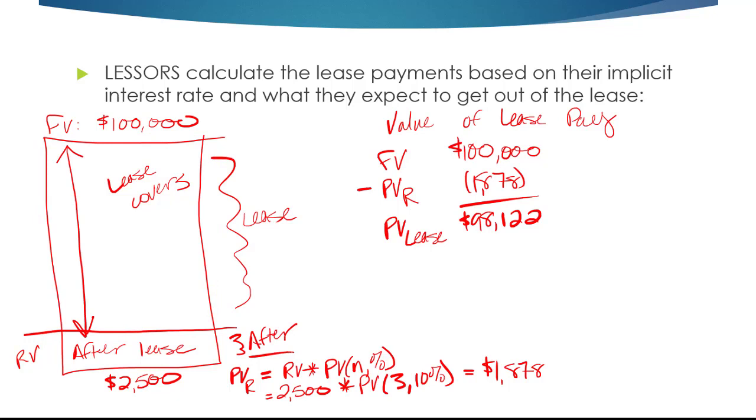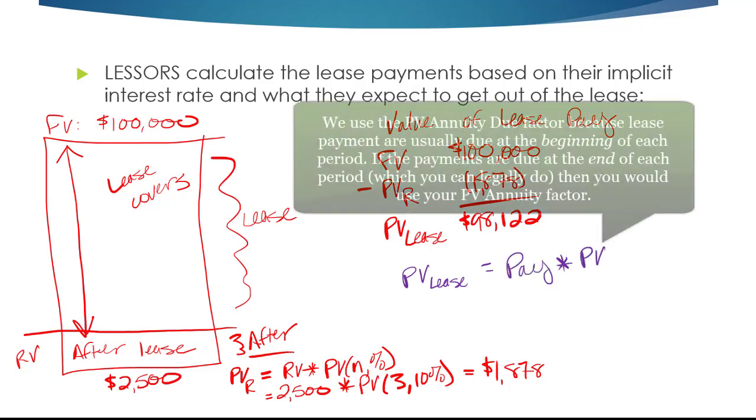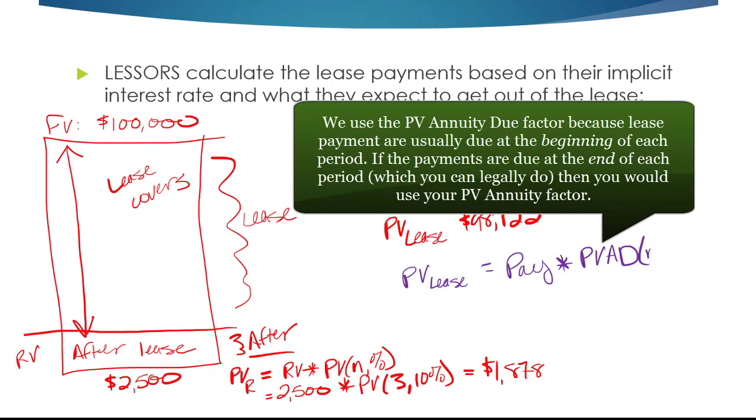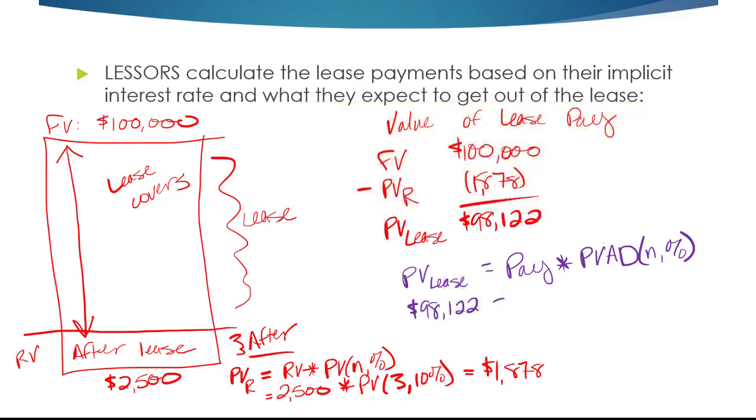So what do I do now? Well, I solve for the payments. The present value of a lease is going to equal the payments times the present value of an annuity due factor, for n periods at a given percentage. And now I know all but the payments. I know the present value of the lease is $98,122. I'm looking for the payments. I'm not sure what those are yet. Present value of an annuity due factor, 3 years at 10%. I now solve for my payments.